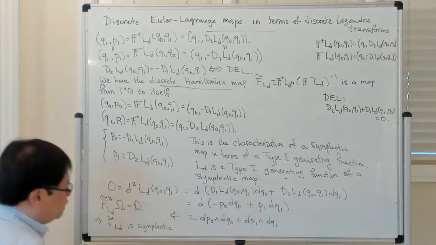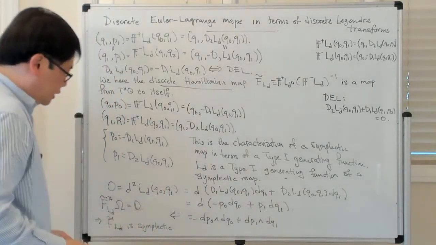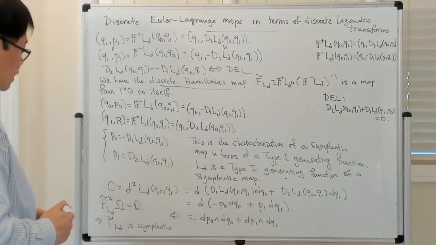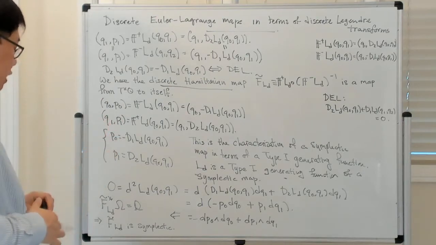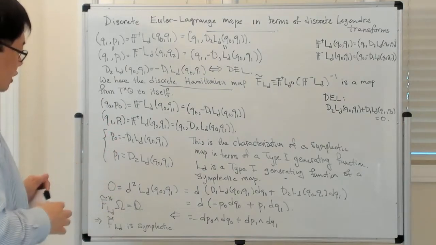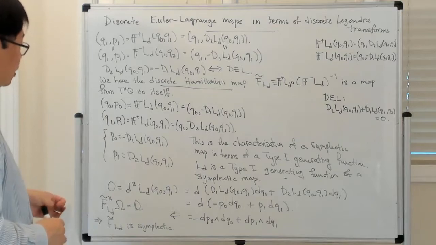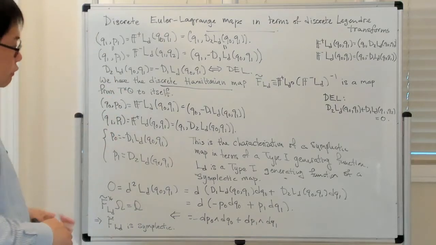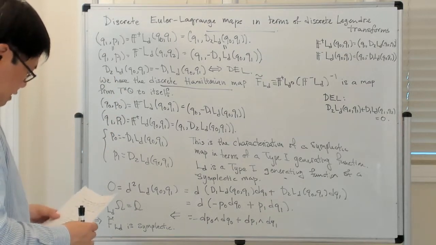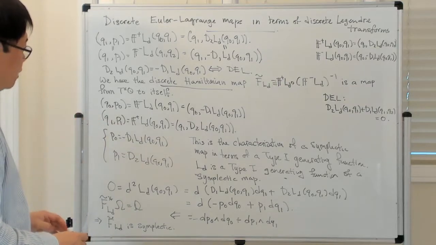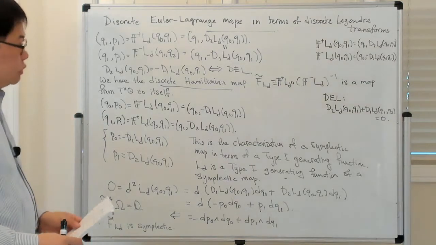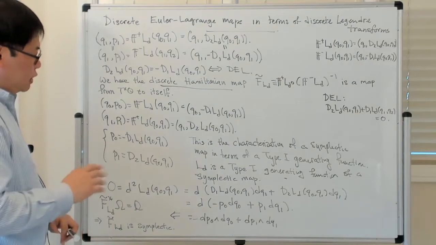Okay, and then more or less what happens is that you can then show that the discrete Euler-Lagrange flow map is symplectic with respect to the pullback symplectic structure, just because of that commutative diagram which we talked about before. Okay, so let me just stop here for now, and we'll keep going in a little bit.